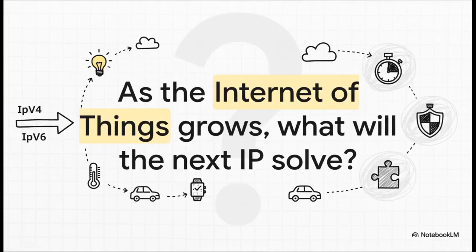And that leaves us with a final thought to chew on. The big leap from IPv4 to IPv6 was all about solving the problem of scale. But as we move into a future with billions of interconnected devices, the Internet of Things, what will the next protocol need to solve? Will it be a problem of speed or security, or maybe something we haven't even thought of yet? It's a fascinating question about the very foundation of our digital world.